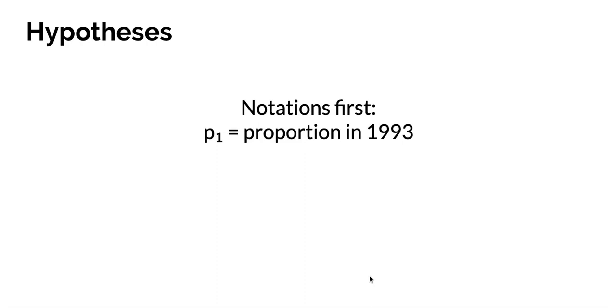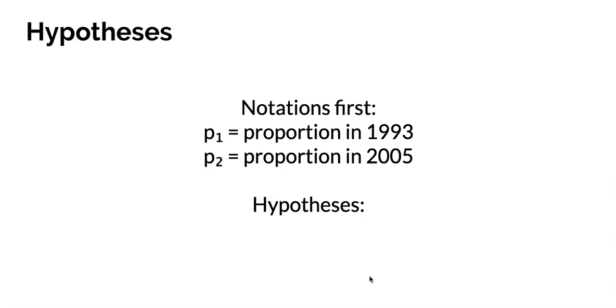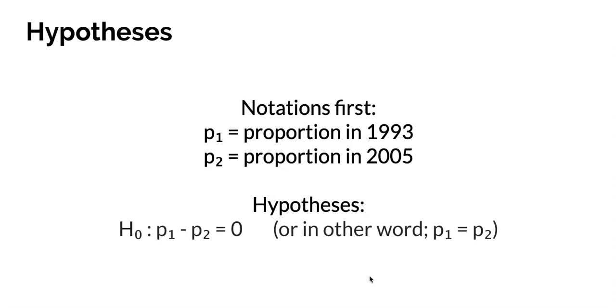Let's write some hypotheses. What's the null hypothesis, guys? Well, first of all, notation. P1, let's make that the proportion in 1993, the proportion of that long phrase. And P2 is that same proportion in 2005. Of course, that's a different number. When you write hypotheses, the null must have an equal sign, right? So the null hypothesis is simple. Some books write it as P1 equals P2. We assume that the true population proportions are equal.